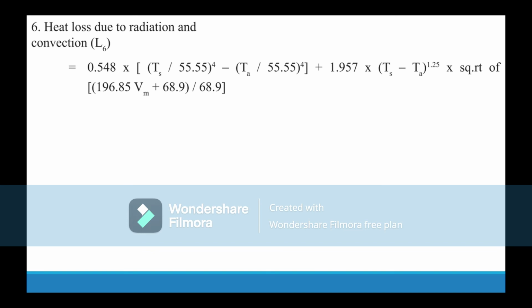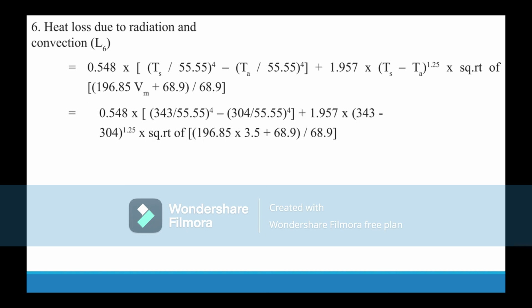Okay, here Ts is the surface temperature of the boiler and Ta is the ambient temperature of the boiler, and the square root of Vm, the velocity around the boiler. Those data are available in the problem. Then substitute the values. The radiation per meter square equals 937.62 watt per meter square. 0.86 is the conversion factor from watt to kilocalories. Okay, then it is equal to 806.35 kilocalories per meter square.